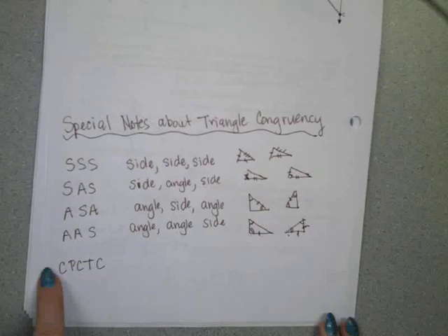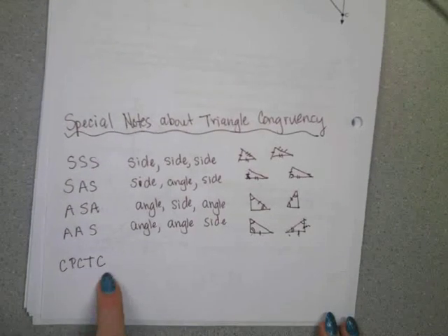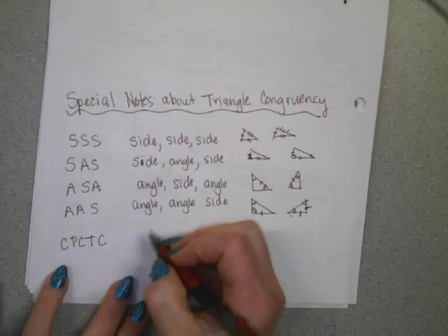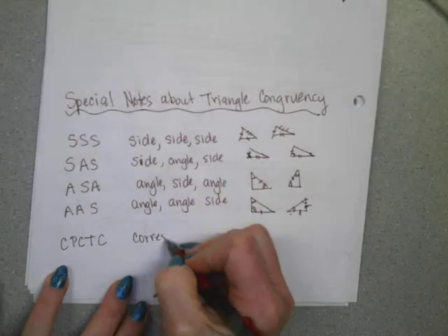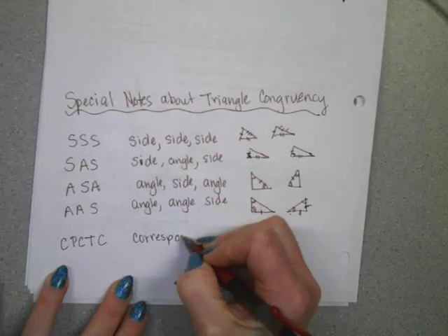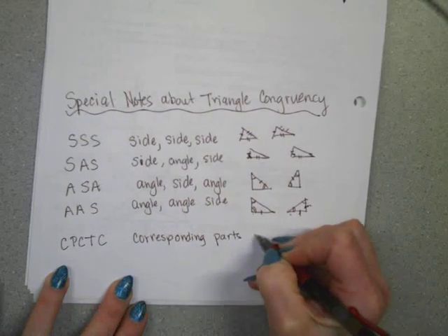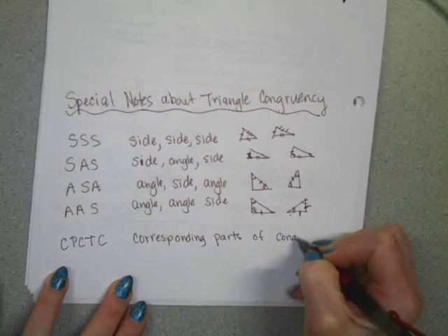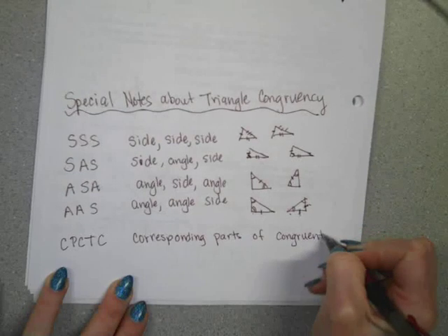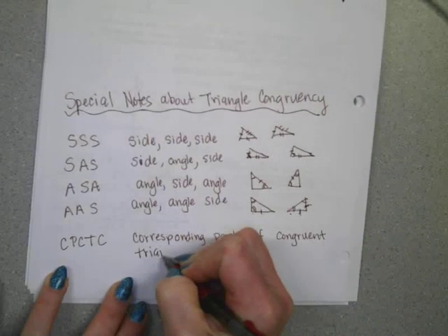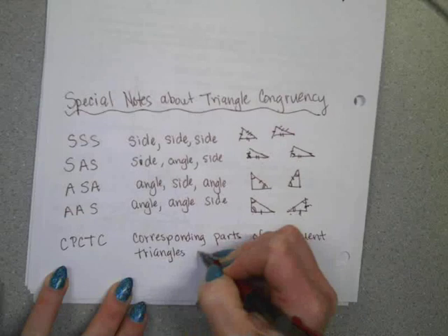CPCTC, so a C and then a P, then a C, another C, and then a T, and then a C. And what that stands for is corresponding parts of congruent triangles are congruent.